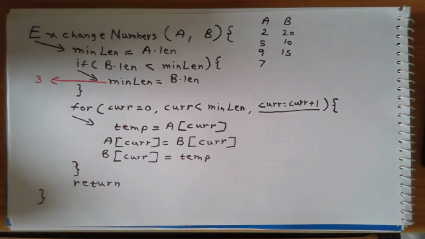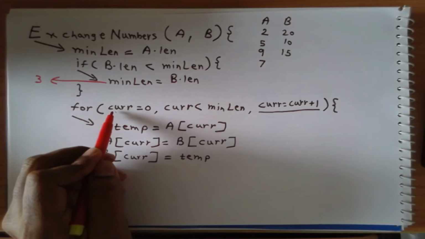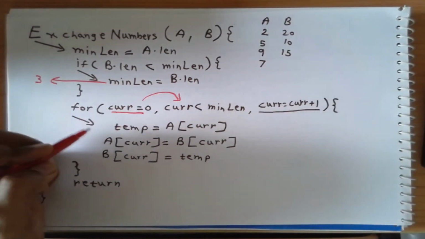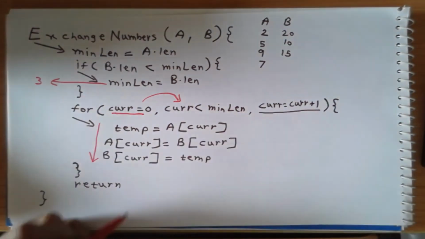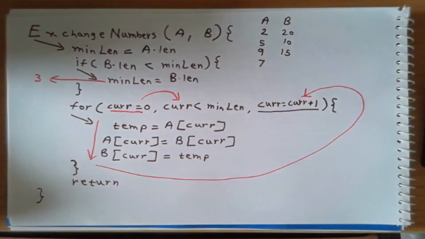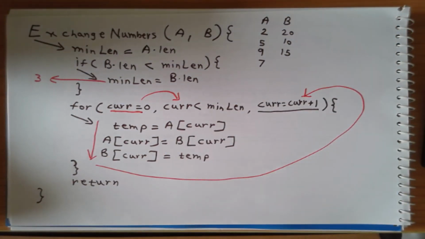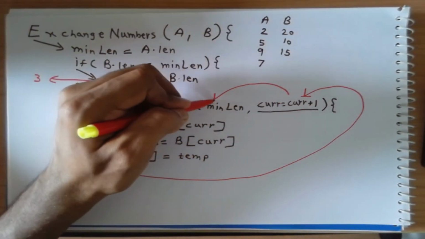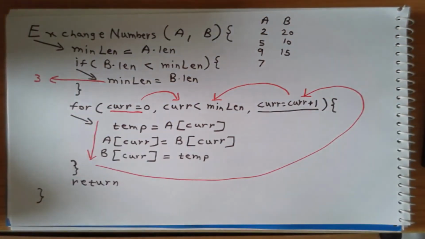Okay, so now current is set to 0, that's the initialization. It will be executed only once. Then we go and check the condition, and once the condition is satisfied, we execute the whole block, and when the block is executed, we go and do the bookkeeping operation, and once the bookkeeping operation is done, we go and check the condition again, and once the condition is checked, we go back and execute the block. Okay, so now let's see what happens for this particular input.